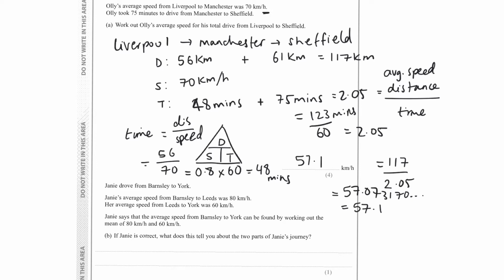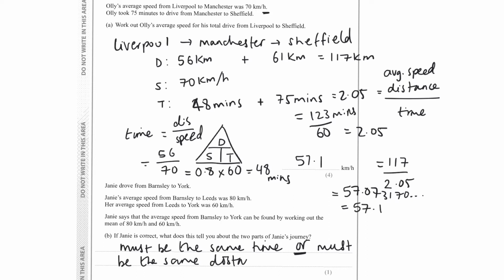So if Janie is correct, what does that tell you about the journey? Well, if Janie is correct, then what that is basically telling you is that it must be the same time, or it must be the same distance. So that's what it's telling you.